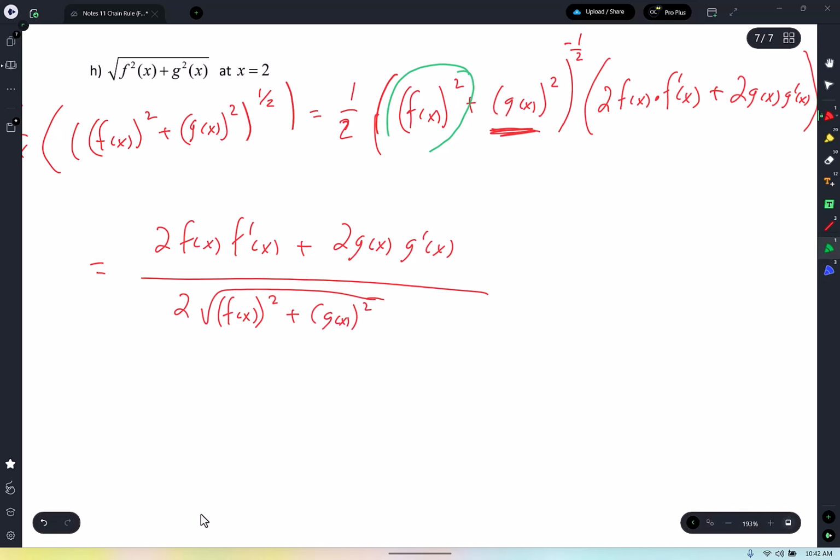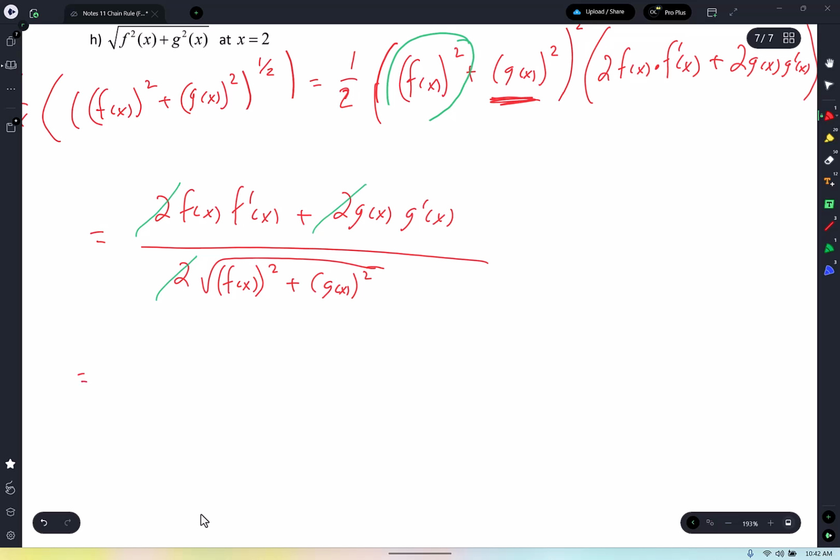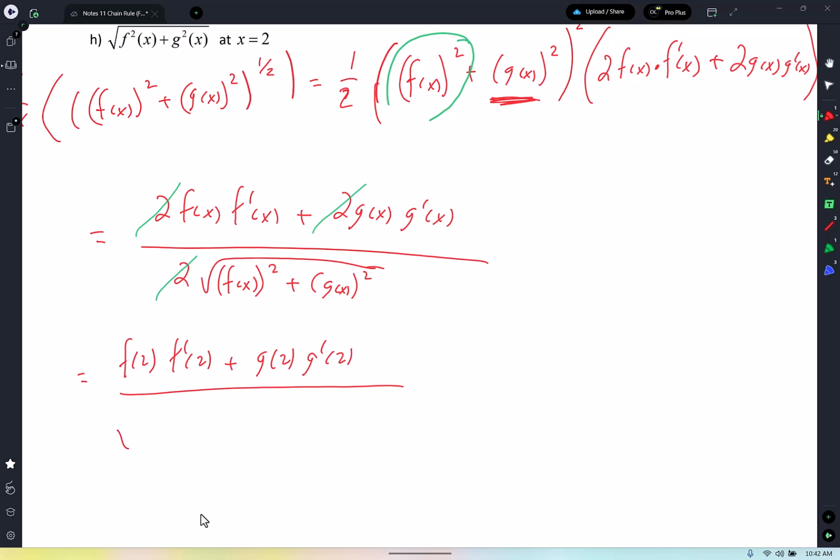Is there anything I can cancel out? The 2's. You can factor out a 2, and that 2 cancels out with that 2. Do you guys see that? All right. We finally are here to get the answer. f of 2, f prime of 2, plus g of 2, g prime of 2, over square root of f of 2 squared plus g of 2 squared.